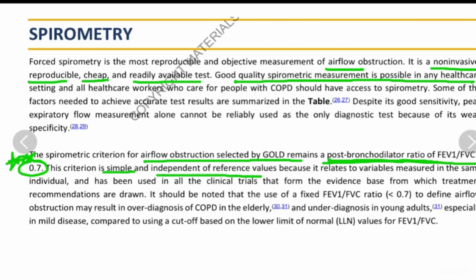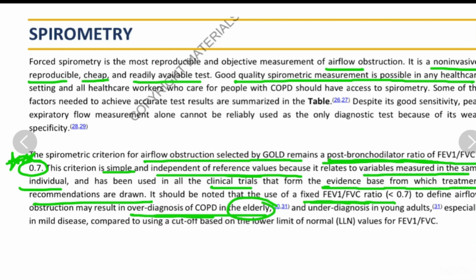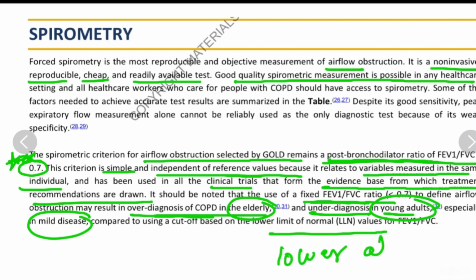This criterion is simple and independent of reference values because it relates to variables measured in the same individual, and has been used in all clinical trials that form the evidence base from which treatment recommendations are drawn. It should be noted that use of a fixed FEV1/FVC ratio less than 0.7 to define airflow obstruction may result in overdiagnosis of COPD in elderly patients and underdiagnosis in young patients, especially in mild disease, compared to using a cutoff based on the lower limit of normal. So we have to use the lower limit of normal value. It is much better to use the lower limit of normal for that particular age group.